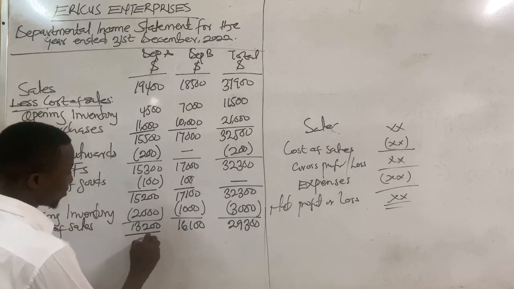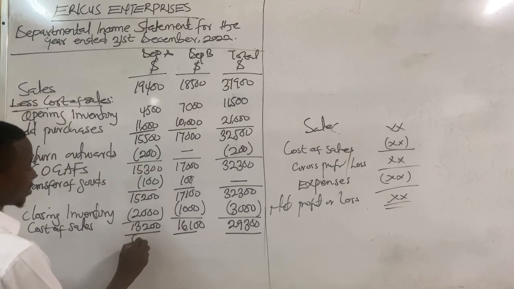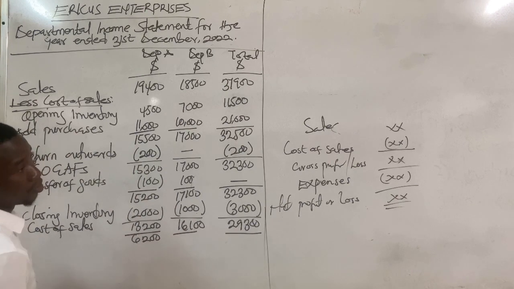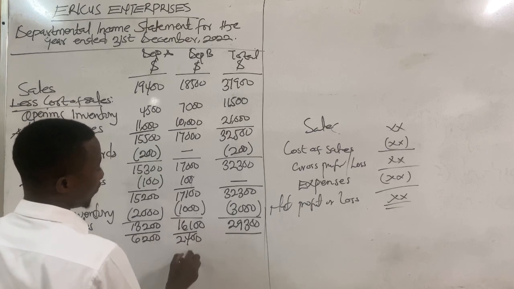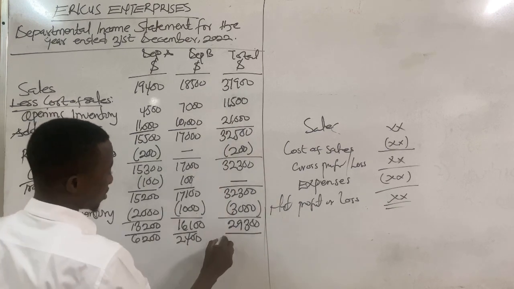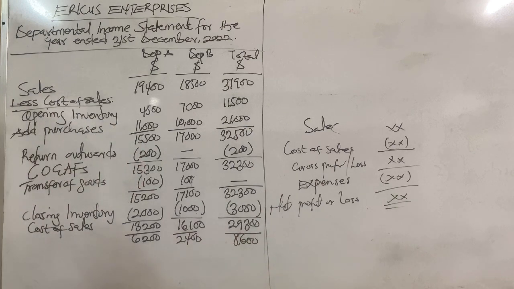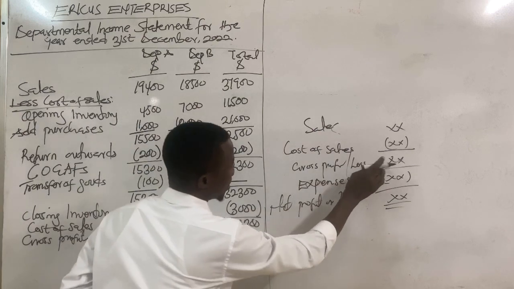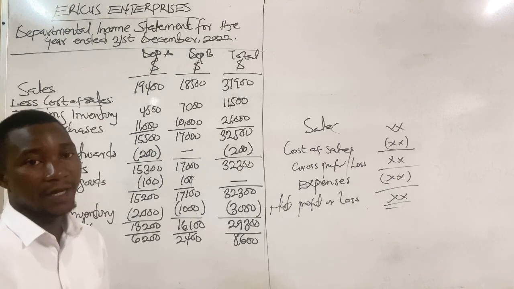So we do the subtraction, and this will give us an amount of 6,200. This will give us 2,400, and this will give us 8,600. Okay, and this will be our gross profit. Our gross profit. Okay, now let's consider if there is any income.